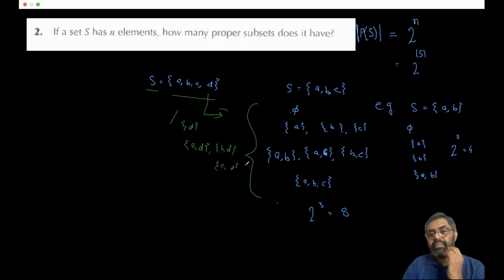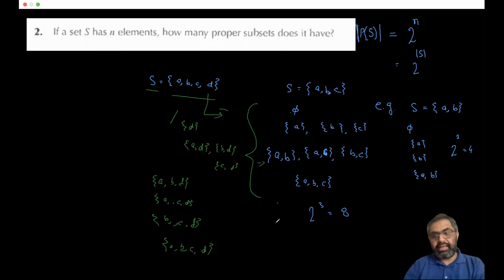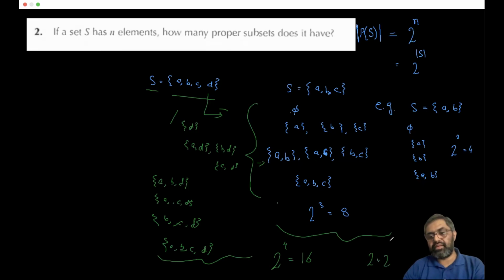And then we can append D to these 2 element sets, so these become 3 element sets: A, B, D, and A, C, D, and B, C, D. The last one is to append D to this ABC, so A, B, C, D. So in total how many sets did we get? 8 of these and 8 of these. 8 plus 8, 16. Or in other words, we can write 2 raised to 4 is equal to 16. Or you can write it like 2 into 2 raised to 3.